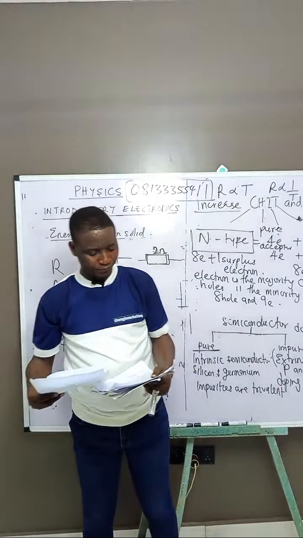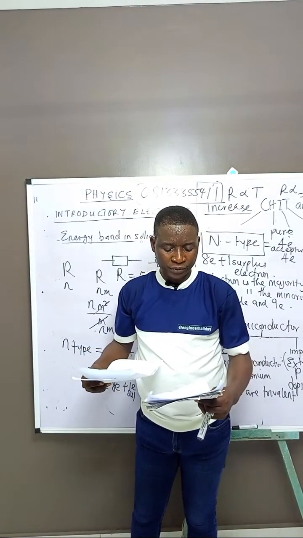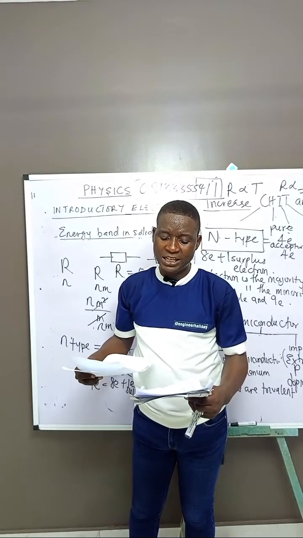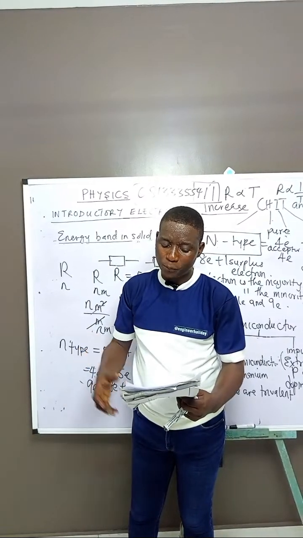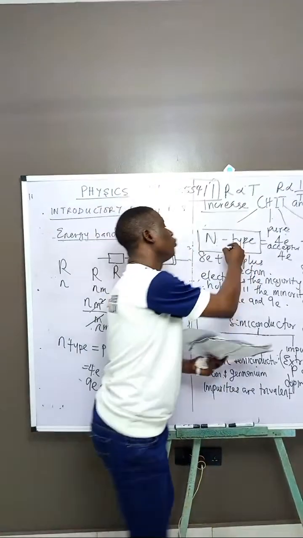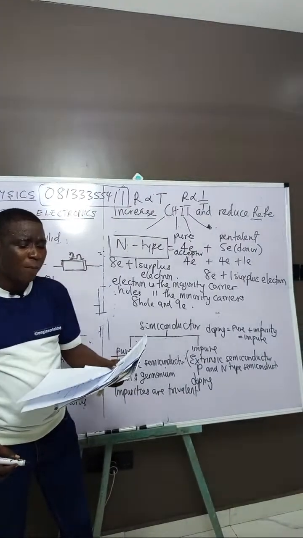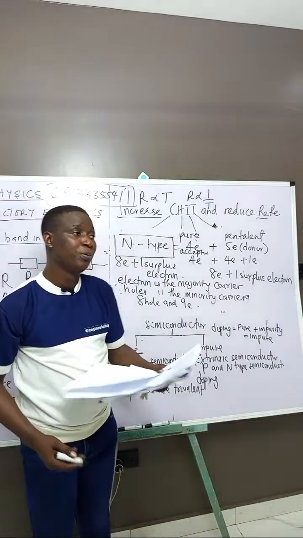So let's continue. A certain manufacturer wishes to make an n-type semiconductor. Which material will he select for doping? If you want to use a material to produce an n-type, you use pentavalent. He said helium and boron. No, boron I think is group 3.